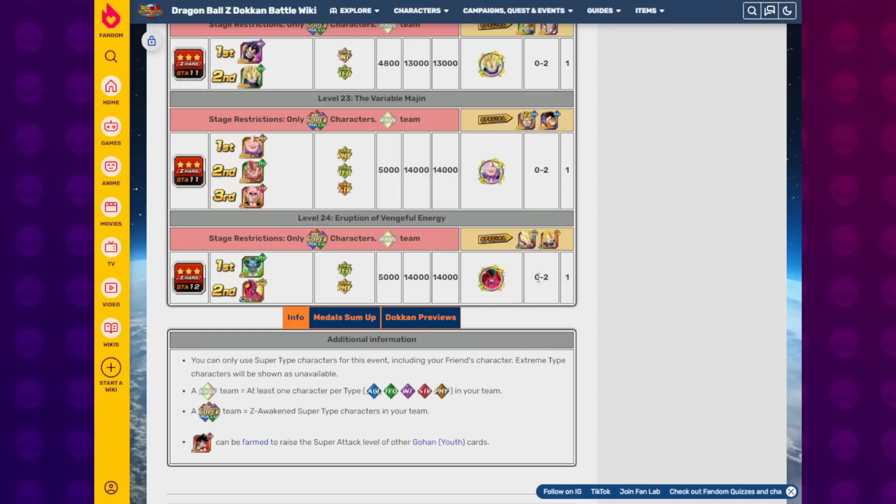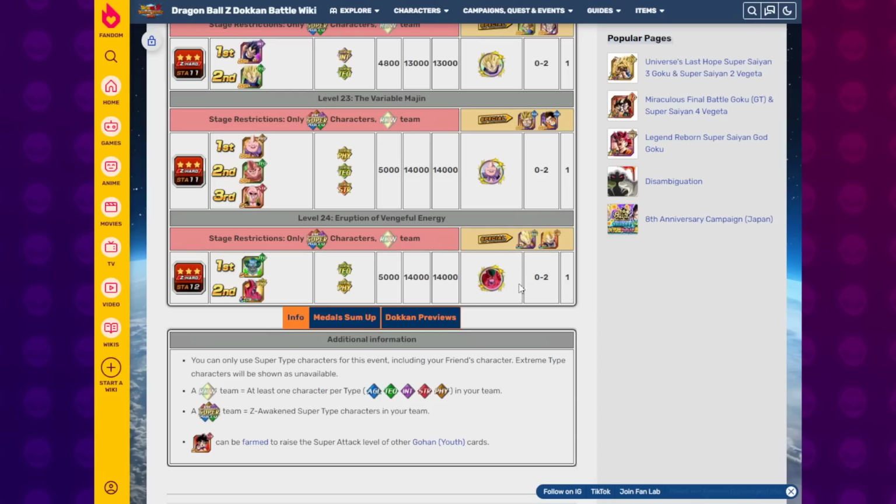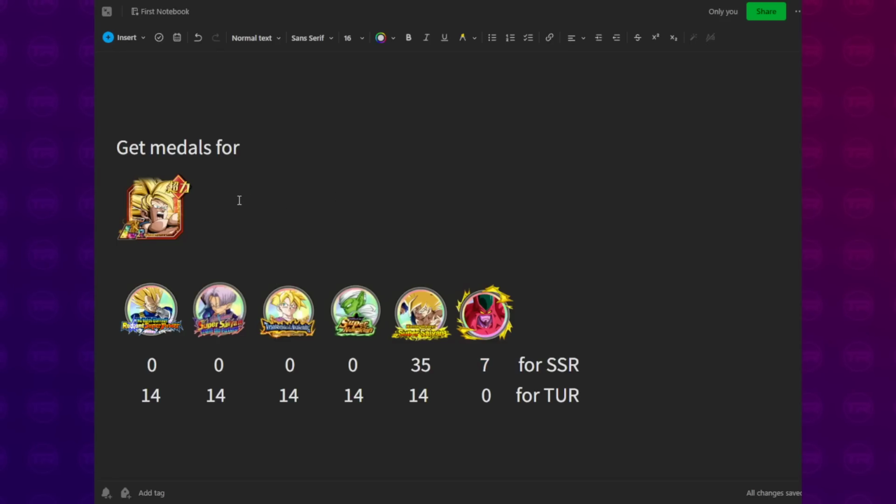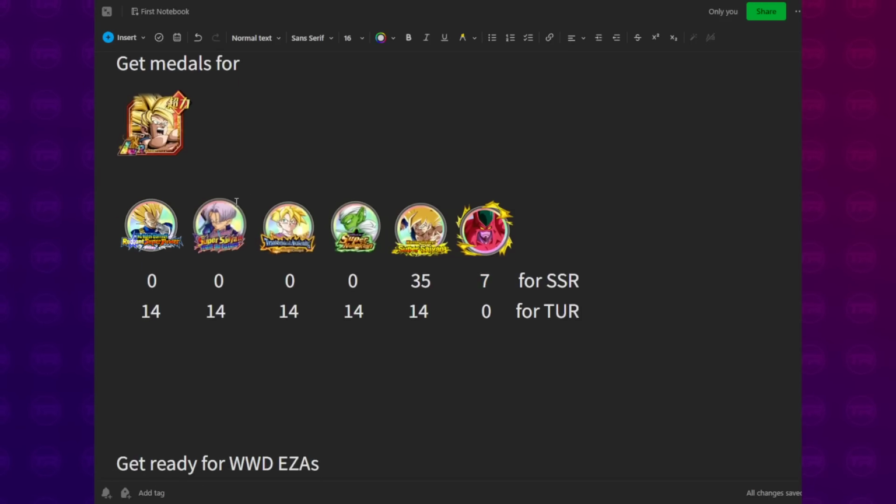These runs are very short, very low on stamina in terms of cost, so it's not going to be that difficult for you guys to get a bunch of runs in all at once. Hopefully you can get those 7 medals and then not have to worry about it ever again. So that is what you can do to prepare for the Carnival Goku. You can do it right now.